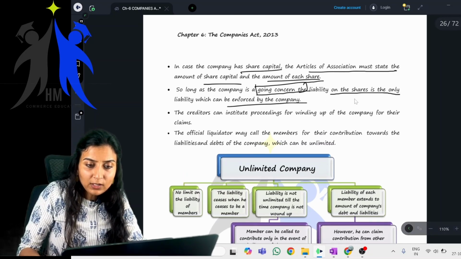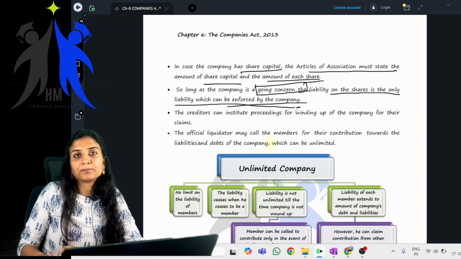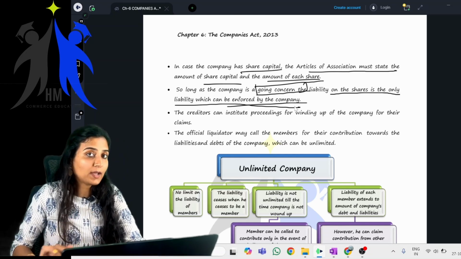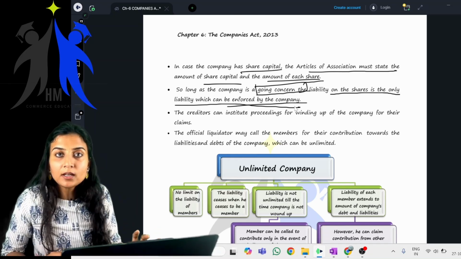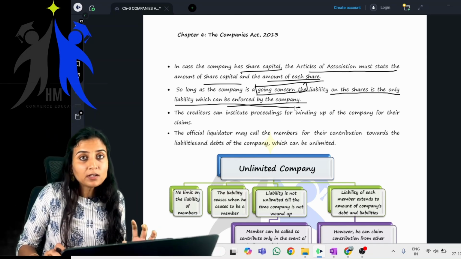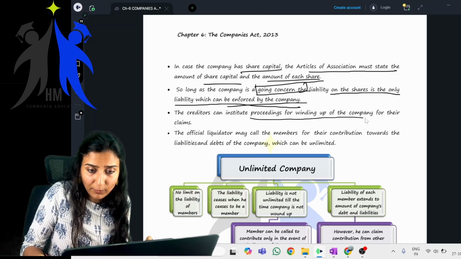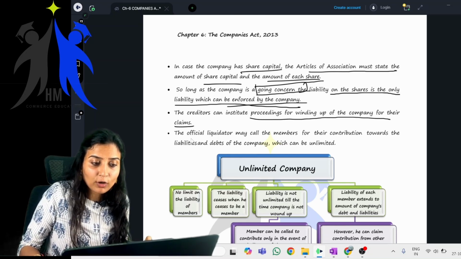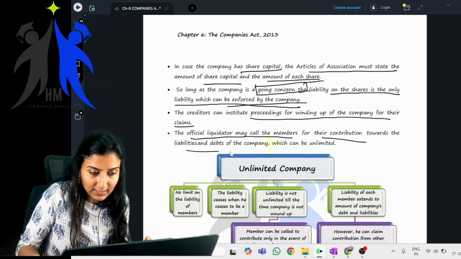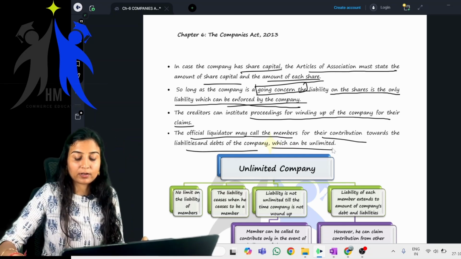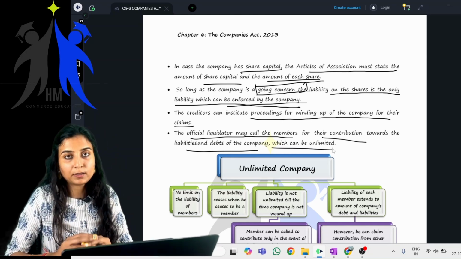Then the liability on the shares is the only liability which can be enforced by the company. Meaning personal assets cannot be attached. Only the value of unpaid capital can be recovered from the members of the company. The creditors can institute proceedings for winding up of the company for their claims. The official liquidator may call the members for their contribution towards the liabilities and debts of the company, which can be unlimited. Okay, let me first explain to you clearly, make this concept a bit clearer.